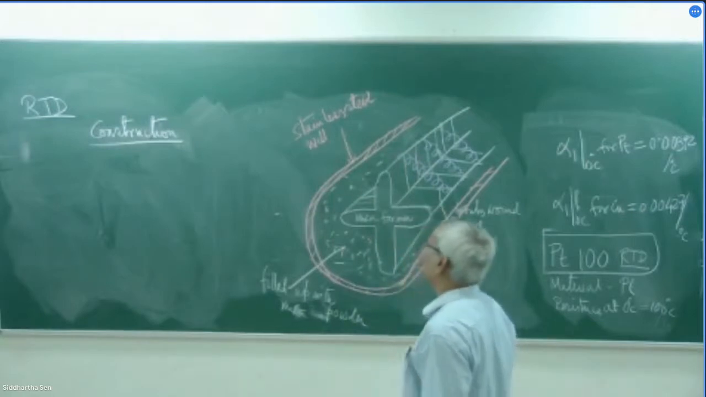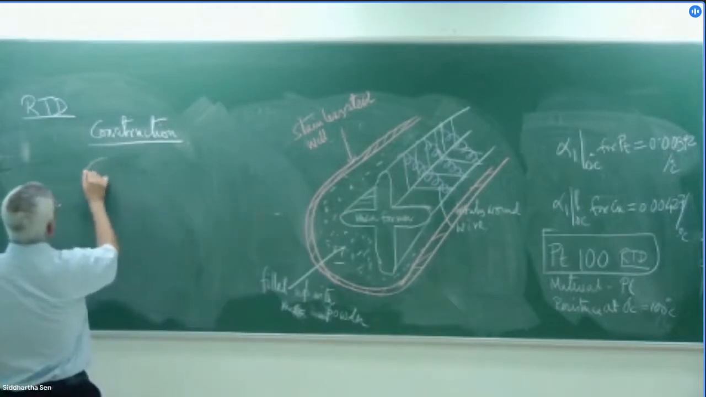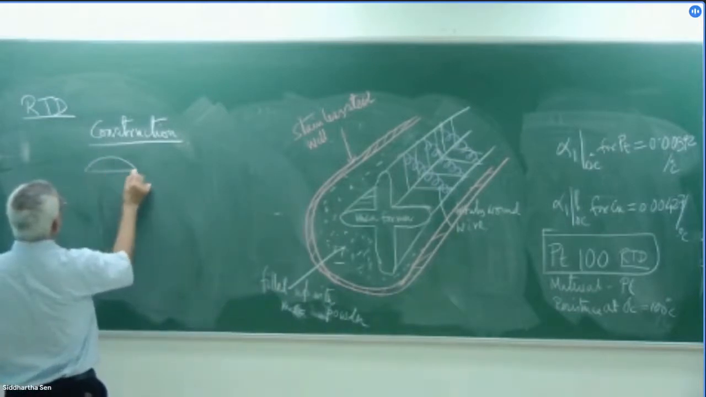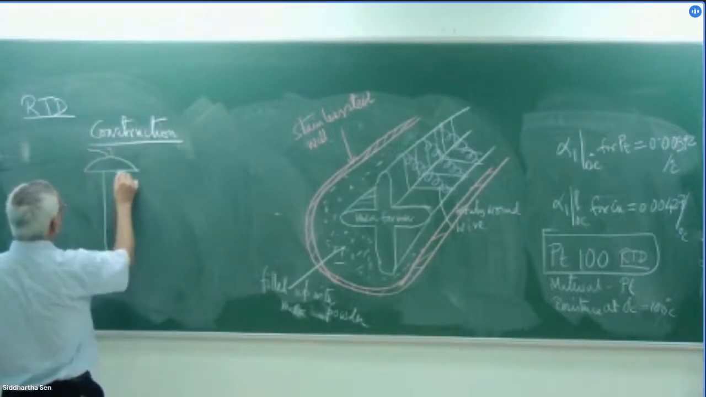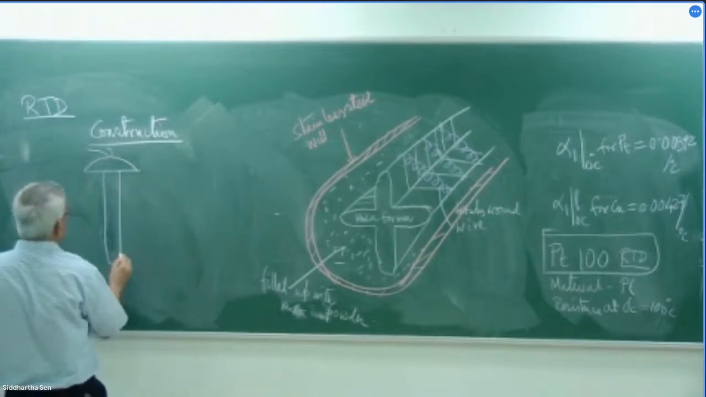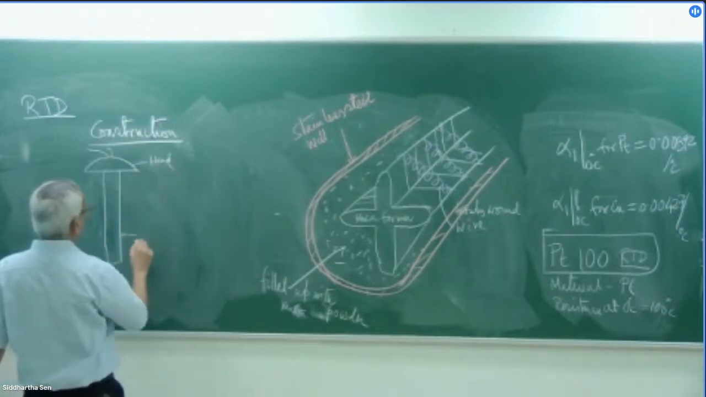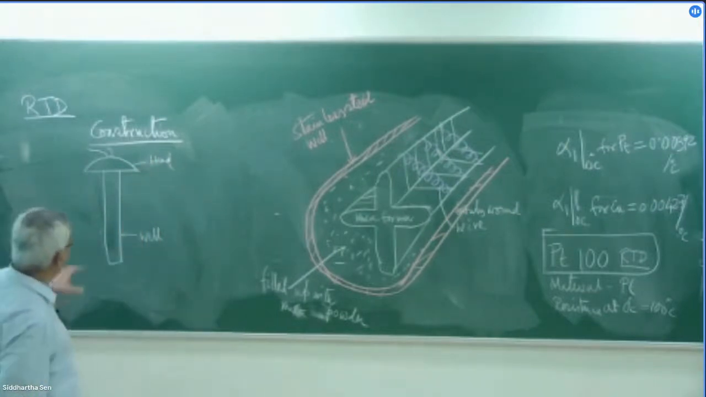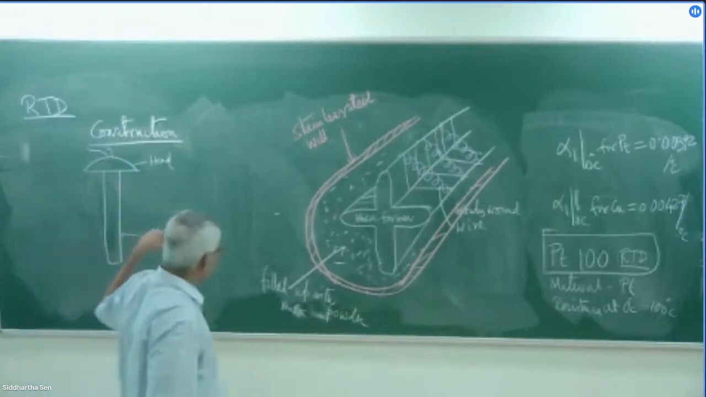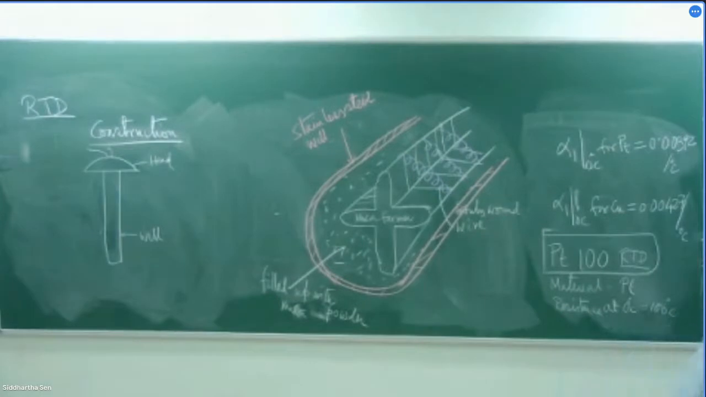So basically this is the construction, and finally the whole thing looks something like this. These wires are coming out, and this is your RTD. This is called the head, and this is your well, and these two together give you the RTD, which can be readily inserted into these things.